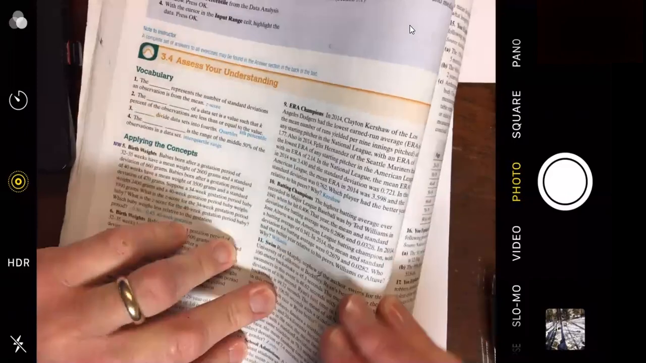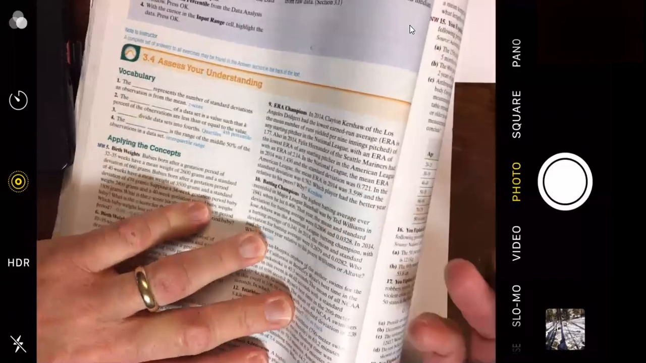Okay, a problem like number 9 here. They want you to compare two situations of Z-scores and decide, I guess, who is the better player, who had the better year.